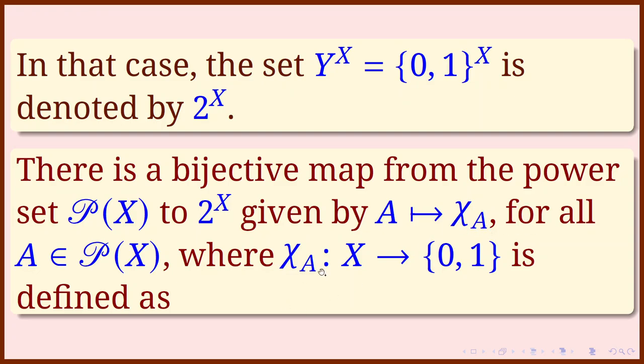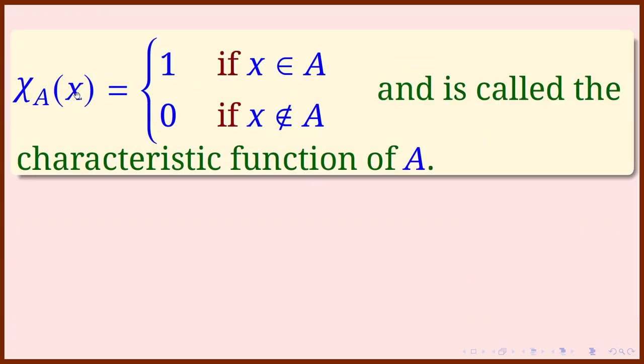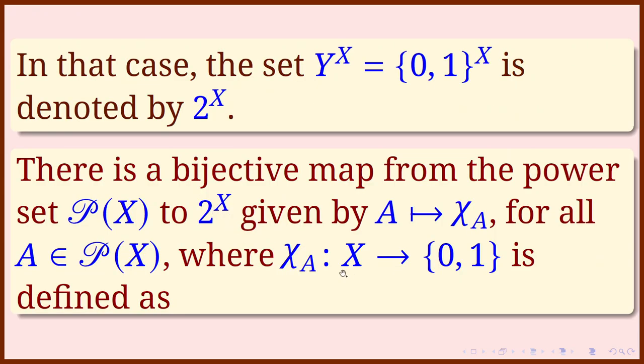And what is chi suffix A? Chi A is a function from X to this doubleton set {0, 1}, and it is defined by this formula: chi A of x is equal to 1 whenever x belongs to A, and it is equal to 0 whenever x is outside A. So this small x is an element of capital X, but whenever it is inside A, chi A of x is 1, but whenever it is outside A, it is 0. This mapping chi A is called the characteristic function of A.